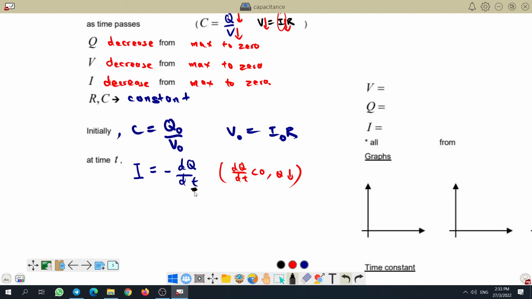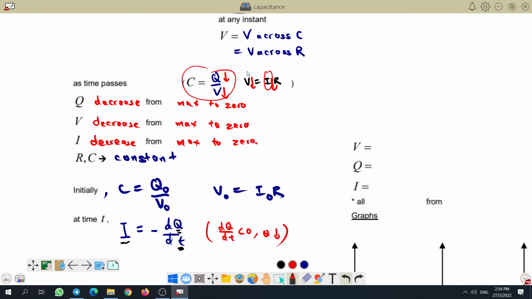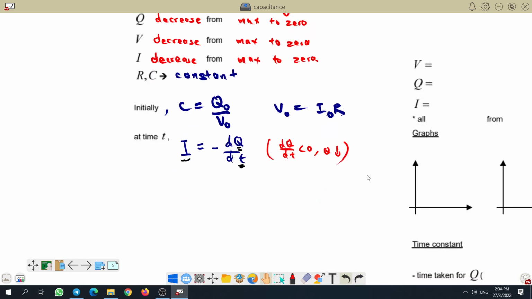But we need to integrate with Q, dq. We cannot integrate I dq because I itself is changing. So which one should we change? I, V, or I? How do we look at it? Between these two formulas, which variable appears in both? V. So we try to change everything to V, otherwise we cannot relate everything.